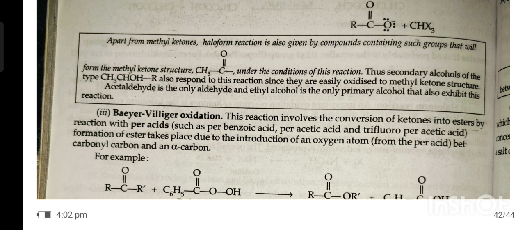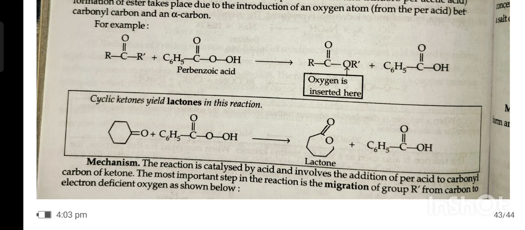Third, Baeyer-Villiger oxidation. This reaction involves the conversion of a ketone into an ester by reaction with a peracid such as perbenzoic acid, peracetic acid, and trifluoroperacetic acid. Formation of the ester takes place due to the introduction of an oxygen atom from the peracid between the carbonyl carbon and the alpha carbon. Cyclic ketones yield lactones in the reaction.